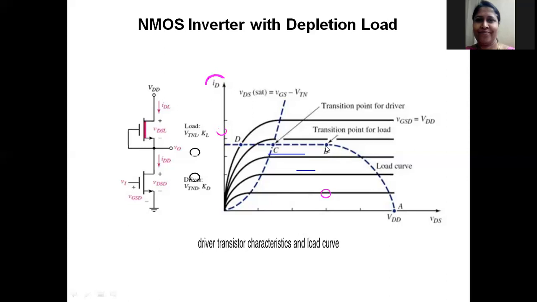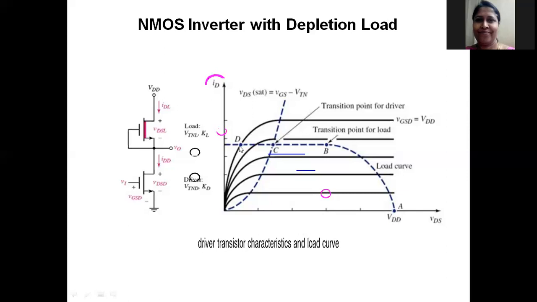But if you see this point, this is entering into saturation. The depletion device is entering into saturation, and the enhancement MOSFET also is in the saturation region. So here both the devices are in the saturation region. And in this point, you can see the depletion device is in saturation, and the enhancement device is just entering into the saturation region.